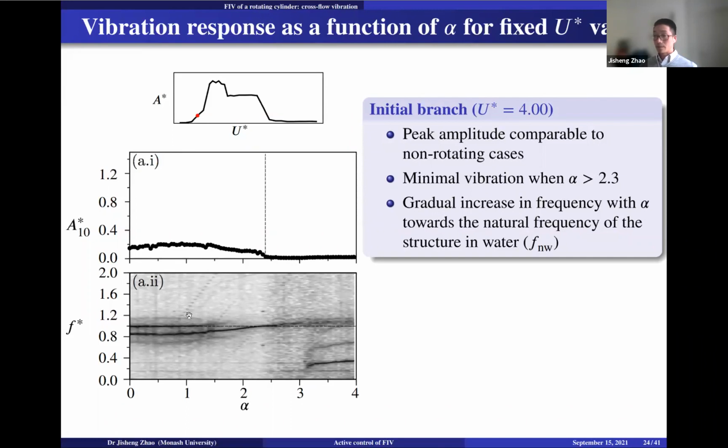The frequencies here show that we have the natural frequency of the system, as you can see from the non-rotating case as well, and then this is the Strouhal number frequency as well. So they will become desynchronized for the suppression region.